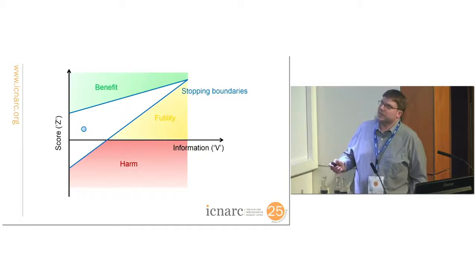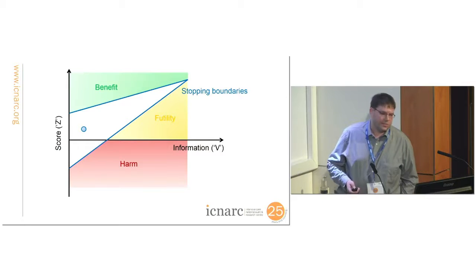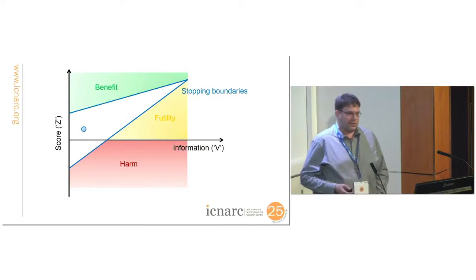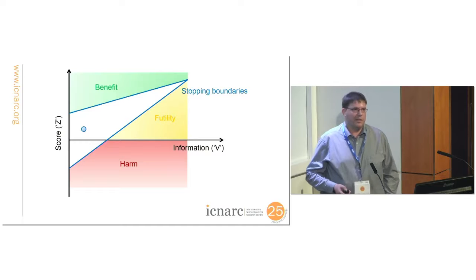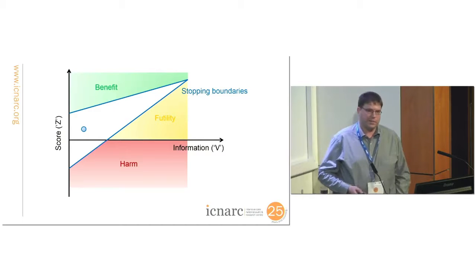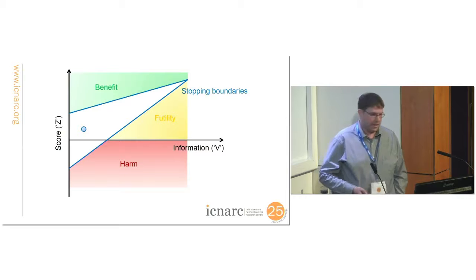So if we cross the lower stopping boundary, but at a point where the z-score is positive, then we declare the trial to be futile, which means that there's a high probability that even if we continued to the end of the planned recruitment, we would not show the effect that the trial was powered for. And therefore, we decide it's not worth continuing.